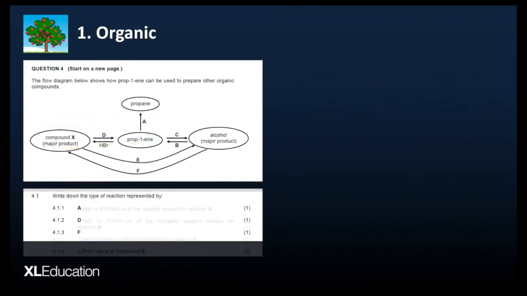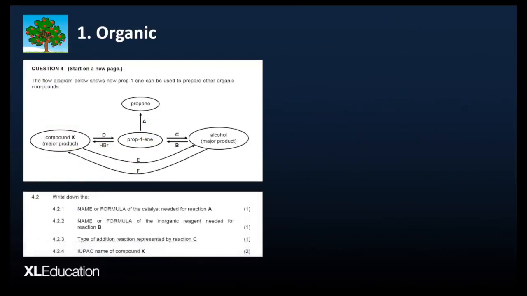Right. Now, let's have a look at the next question. Name or formula of the catalyst needed for reaction A. This one is an easy one. We should know that the catalyst is an easy one that is always known. That is a platinum catalyst. That is name or formula, so you can write using the formula.